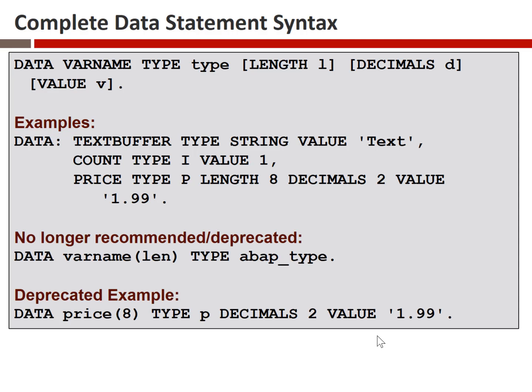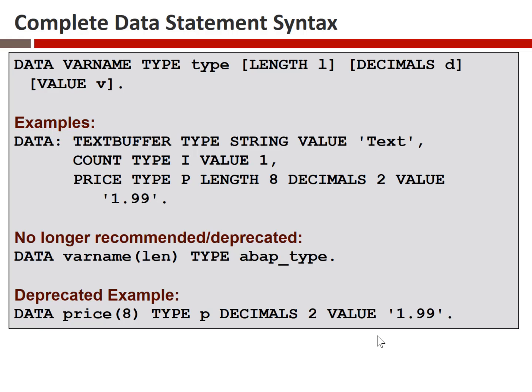I mentioned deprecated format. Here's just an example of that. The old format used to be this data statement, the name of the variable, and then you would put the length in parentheses, and then you would finish out the rest of the type statement. So this up here would correspond to what we're seeing down here, data price 8, type P, decimals 2, value 1.99. Don't use that. That's considered deprecated, and in fact, if we tried to use that syntax in the context of an ABAP objects program, it would be designated as a syntax error.